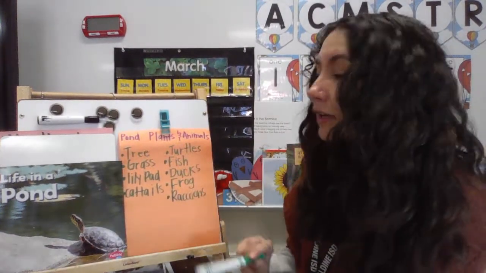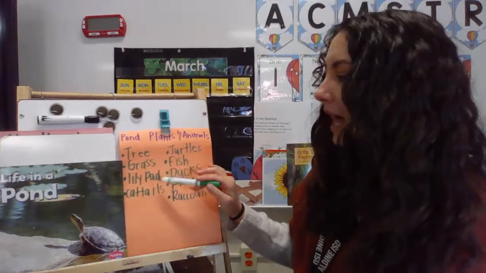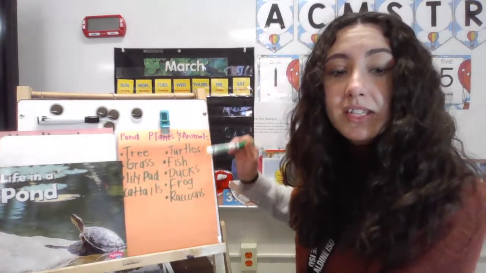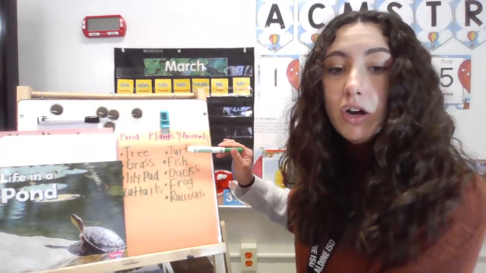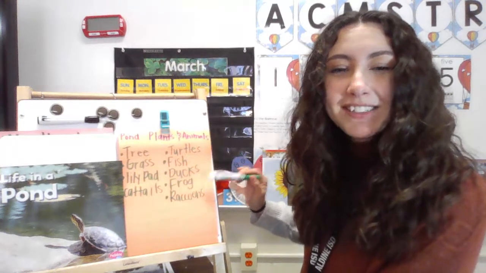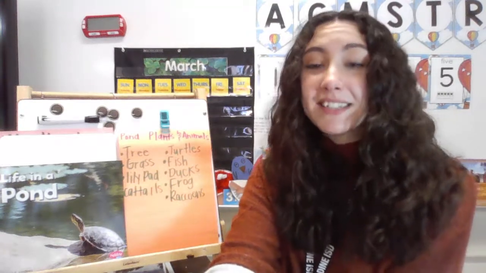The plants that live on and in a pond are trees, grass, lily pads, and cattails. The animals that live in a pond are turtles, fish, ducks, frogs, and raccoons. Great job talking all about pond plants and animals.